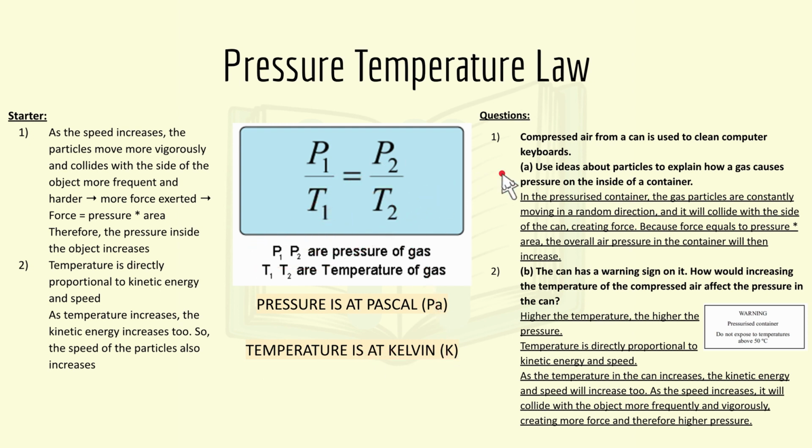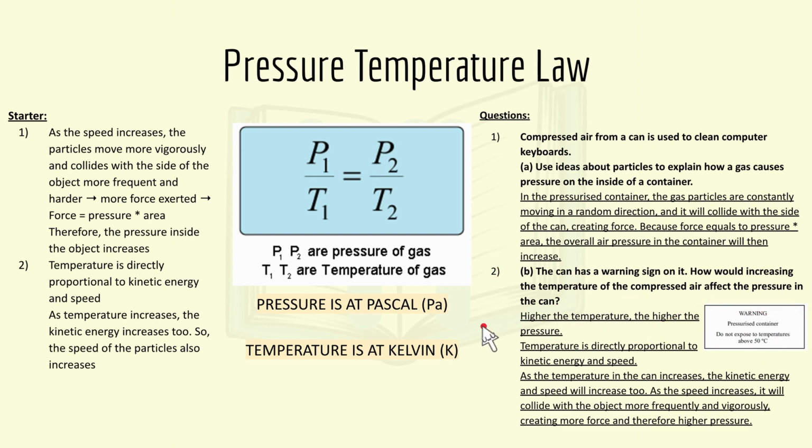So here's a question. Compressed air from a can is used to clean computer keyboards. Use ideas about particles to explain how the gas can cause pressure on the side of the container. In the pressurized container, the gas particles are constantly moving in random directions, and they will collide with the side of the can, creating force. Because force equals pressure times area, the overall air pressure in the container will then increase. And the can has a warning sign right here.